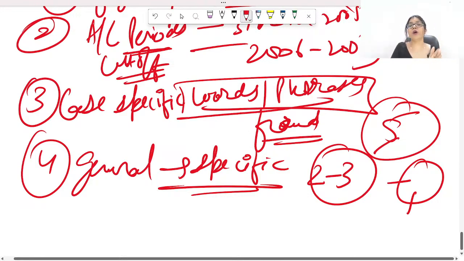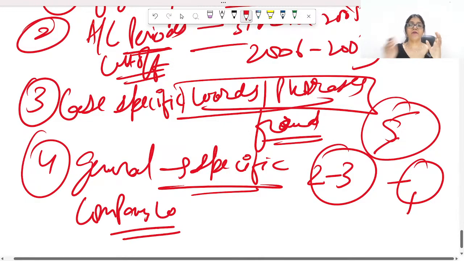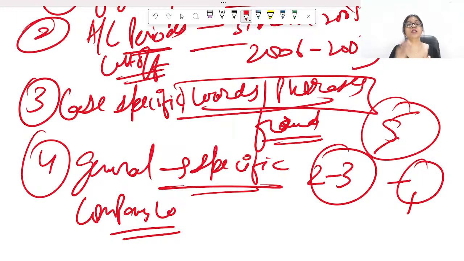But then if you want to make your general ones also case specific, at least write the company name. Right, for example, discuss with the management of XYZ company. Rather than writing discuss with management blah blah blah, write discuss with management of this company, XYZ company, regarding whatever your specification is, right? So this becomes more specific to the case because you're using the company name as well, right?